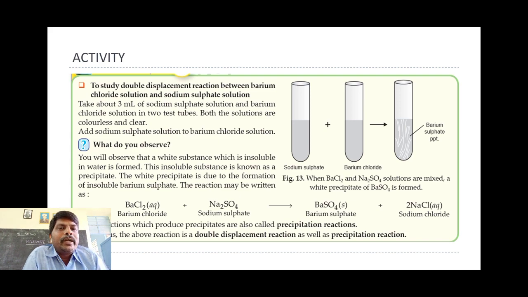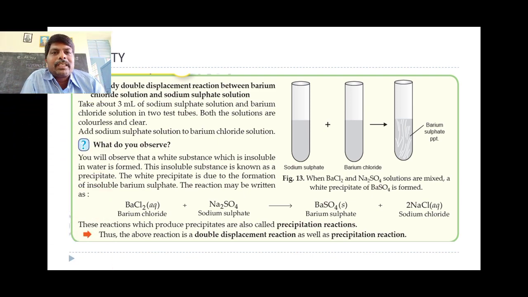You have to take sodium sulfate solution in one test tube and barium chloride solution in another test tube. What is the reaction between these two solutions? That is our activity now. Take about 3 ml of sodium sulfate solution and barium chloride solution in 2 test tubes. Both these solutions are colorless and clear, no precipitate. Add sodium sulfate solution to barium chloride solution.